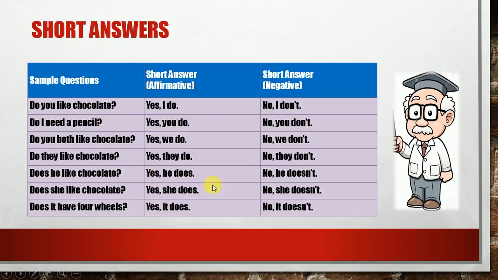Here we have other examples. Do you both like chocolate? Yes, we do. No, we don't. Do they like chocolate? Yes, they do. No, they don't. Does he like chocolate? Yes, he does. No, he doesn't. Does she like chocolate? Yes, she does. No, she doesn't. And finally, does it have four wheels? Yes, it does. No, it doesn't. With each one of the pronouns.